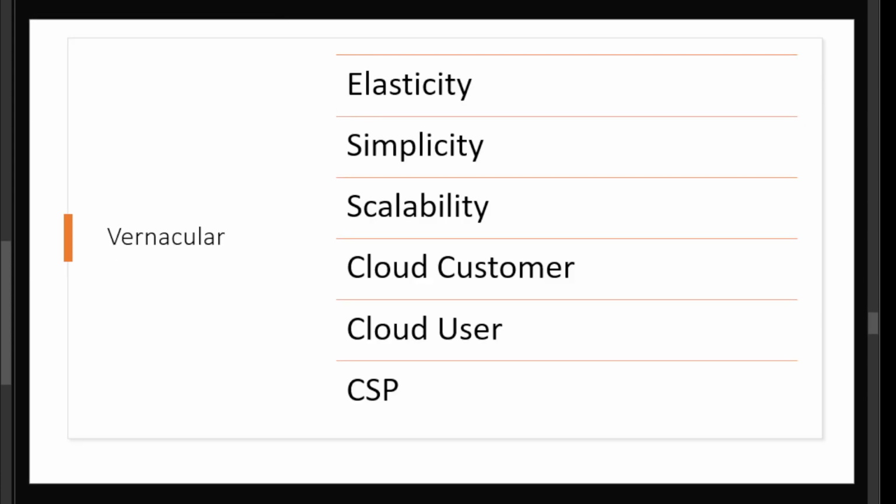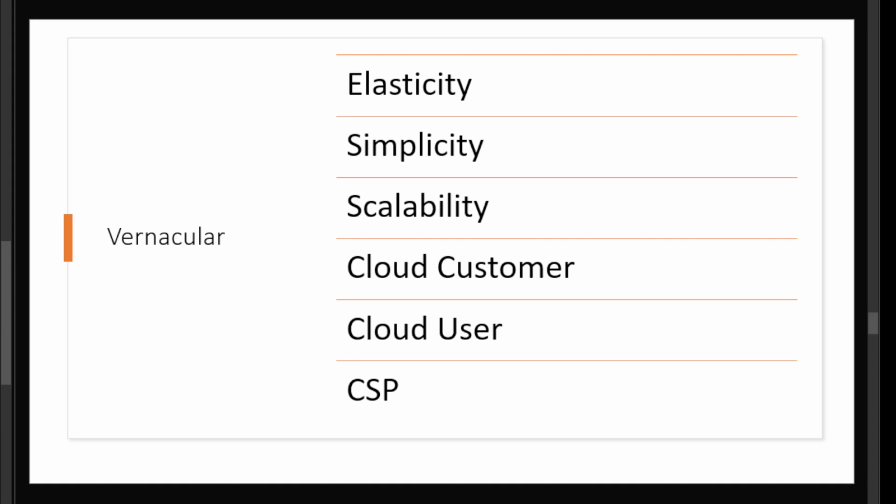So, some vernacular for the cloud. Elasticity, we've discussed that concept. It's the ability to go up or down in resources to fit a need, and it's timely and scalable. Simplicity just means a seamless use of service without frequently interacting with the cloud service provider. Scalability is the ability to increase or reduce services that can be more easily, quickly, and cost effectively accomplished than in a non-cloud environment. The cloud customer is the guy or the organization purchasing cloud service.